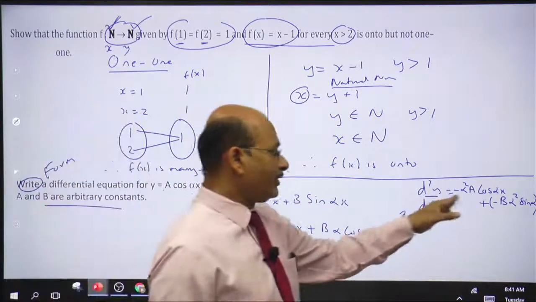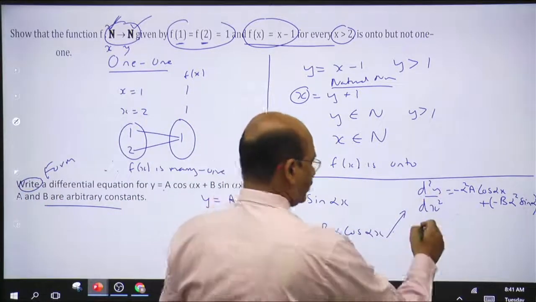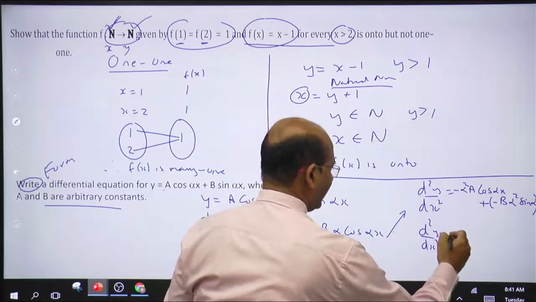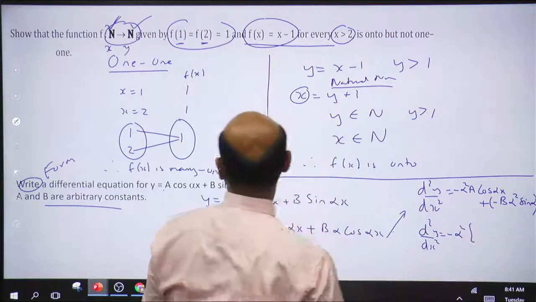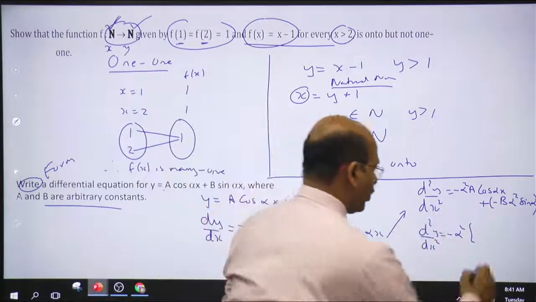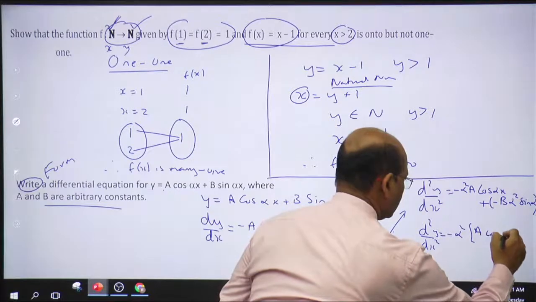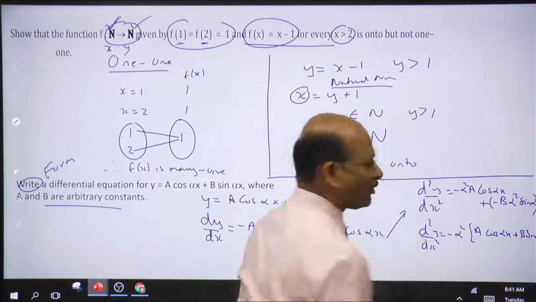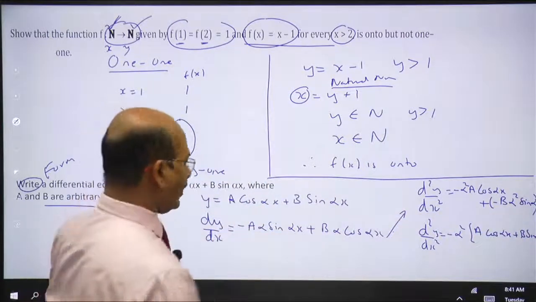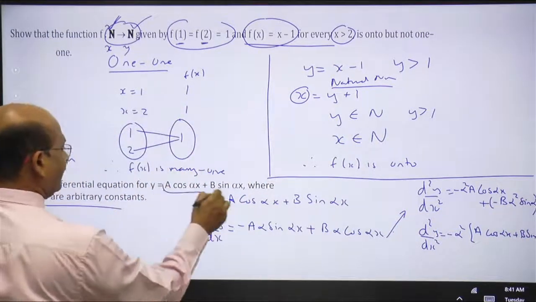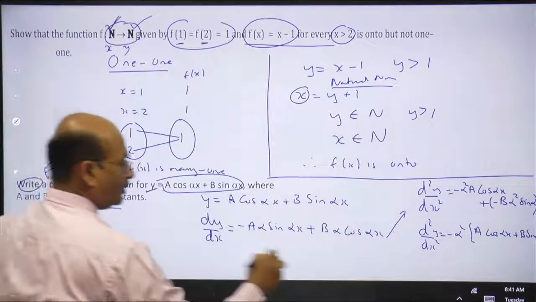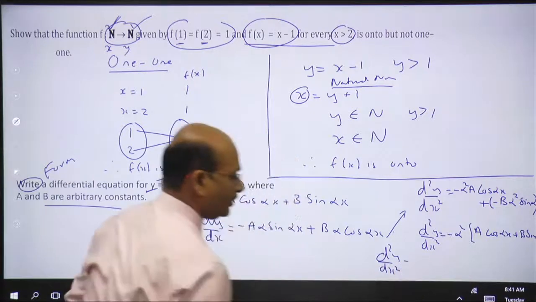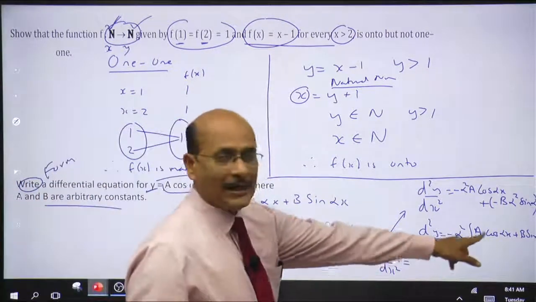Now very simple, take alpha square common in this case. So if I say d square y by dx square, and if I take minus alpha square common, now what remains? a cos alpha x plus b sin alpha x. But what is this a cos alpha x plus b sin alpha x? It is nothing but y. So eventually d square y by dx square will be minus alpha square y.